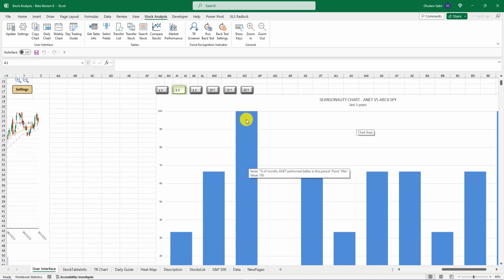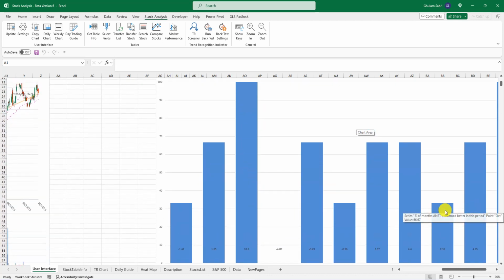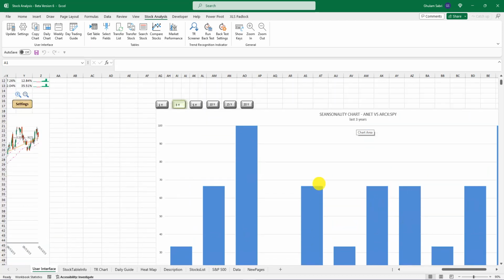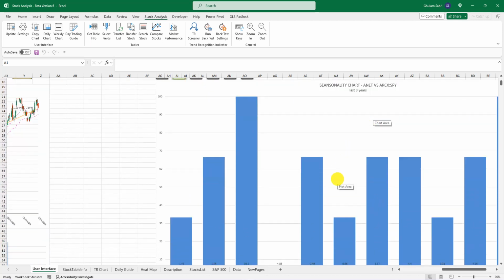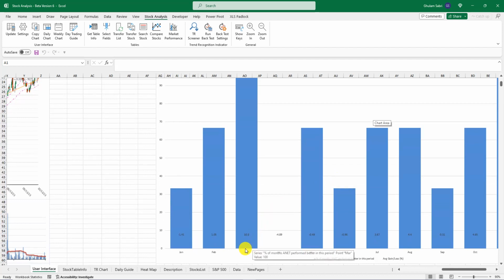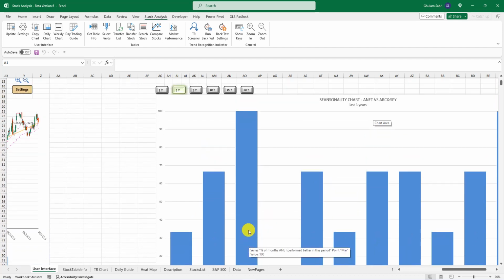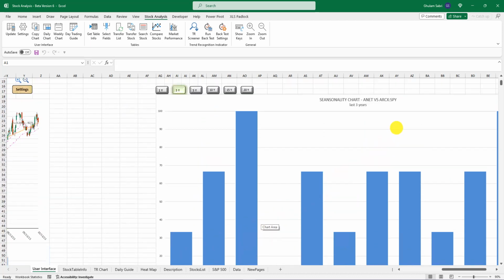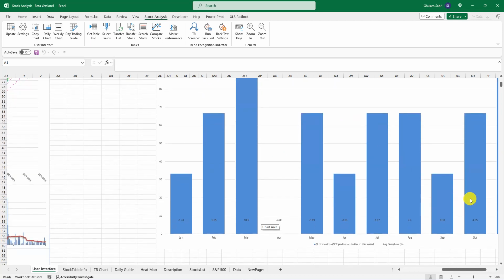March and October relatively, and these ones as well, May, July, and August, they were strong months for ANET when compared with the standard index. For example, in the month of March, it has beaten the standard S&P 500 index 100% of the time and has given 10.5% return above what the S&P 500 has registered during the last 3 years.